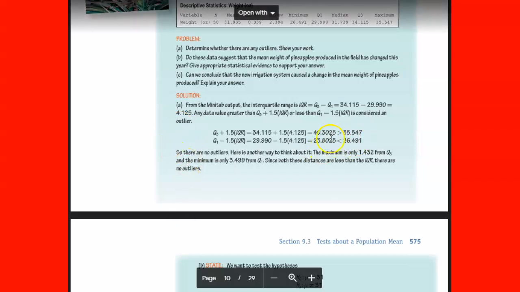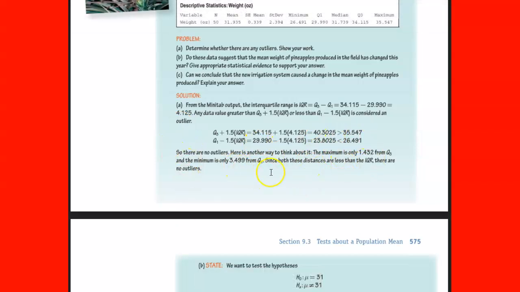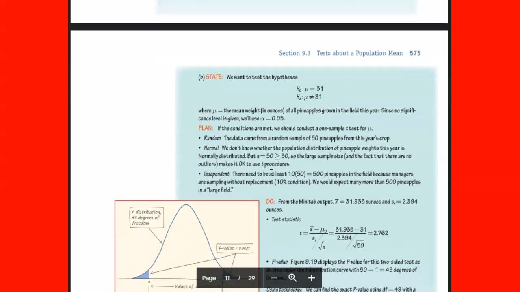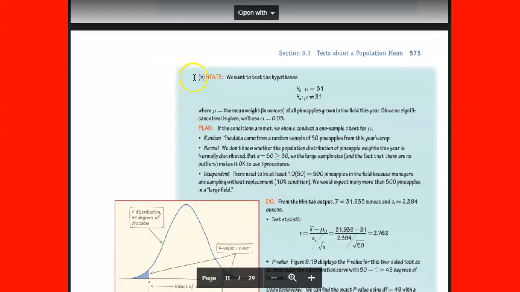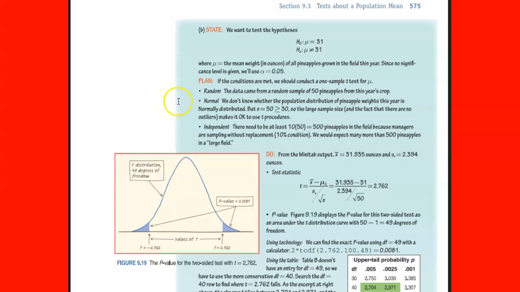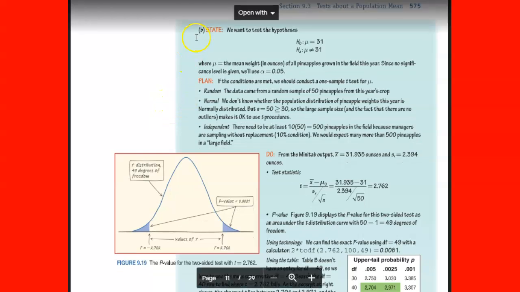So scroll past the IQR method. Turns out, nope, there are no outliers. We'll tune into that in a little bit. Part B is the hypothesis test. State, plan, do, conclude. The conclude is actually part C, but state: what are we going to do? We're going to test these hypotheses. The null hypothesis is the mean is still 31. The alternate is it's something different than 31.